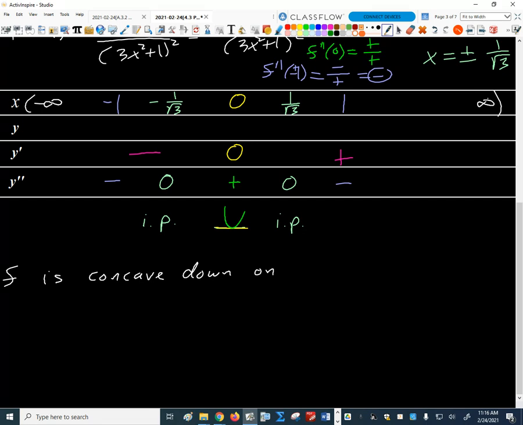Just type those in chat. Where is it concave down? Concavity is a second derivative issue, right? So we're just looking in the second derivative row of our table.